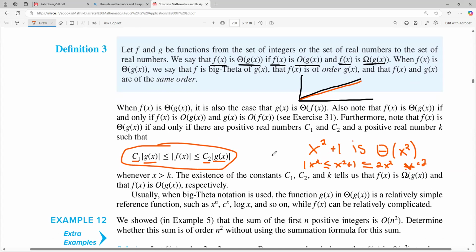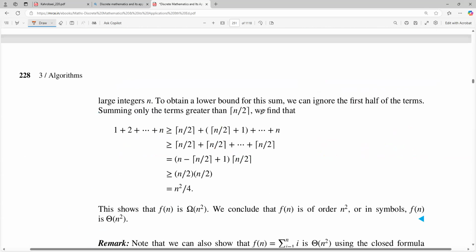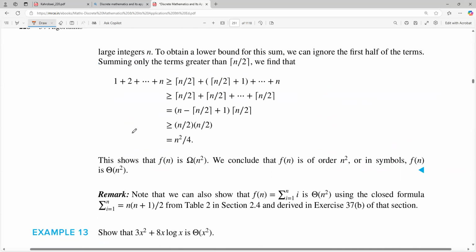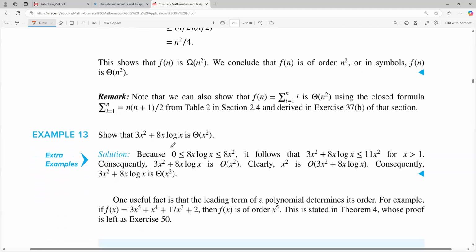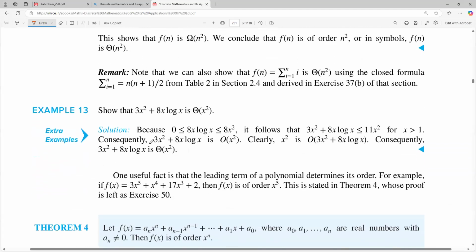So, does anyone have any questions? Does anyone want me to do an example of these? They have an example. Do you all want me to do an example? Yeah, please, can you do an example? Thank you. Okay.